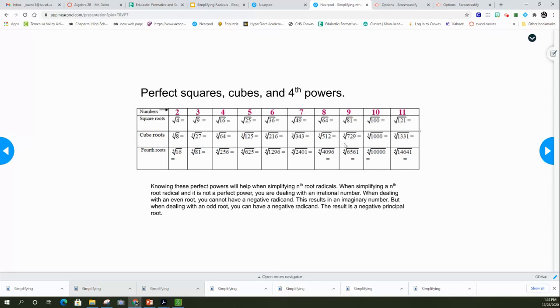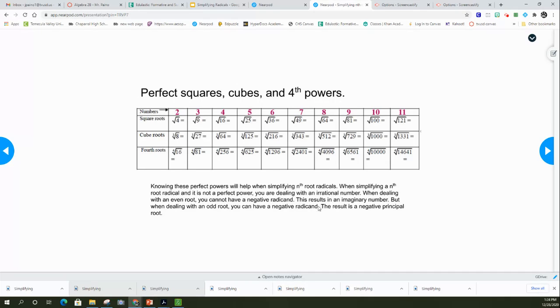As we know, one of our strategies is to look for perfect squares or perfect powers that go into a number. Down here in print, that's what it says. Knowing these perfect powers will help when simplifying nth root radicals. When simplifying an nth root radical, and it's not a perfect power, you are dealing with an irrational number. We've seen that before, right? If I said the square root of 40, it's not a perfect square, so that's going to be an irrational number. We can still simplify it, but your answer is not going to be an integer.